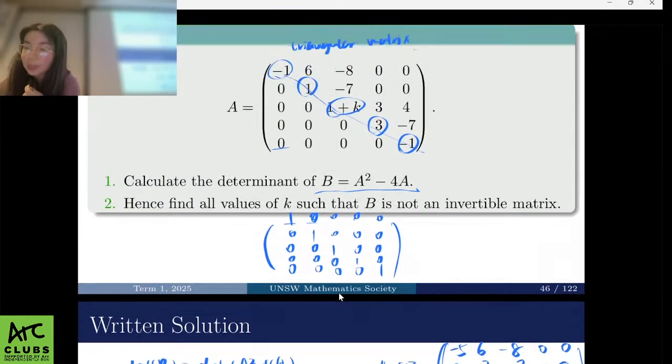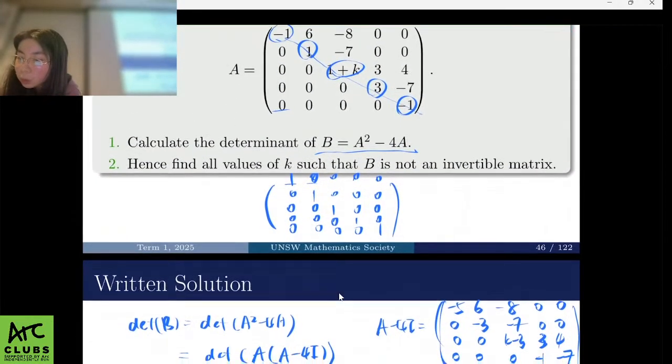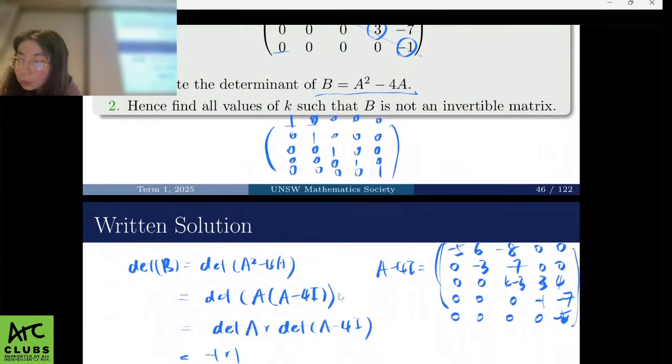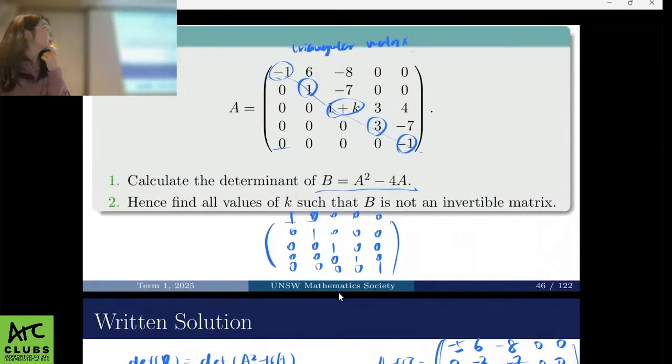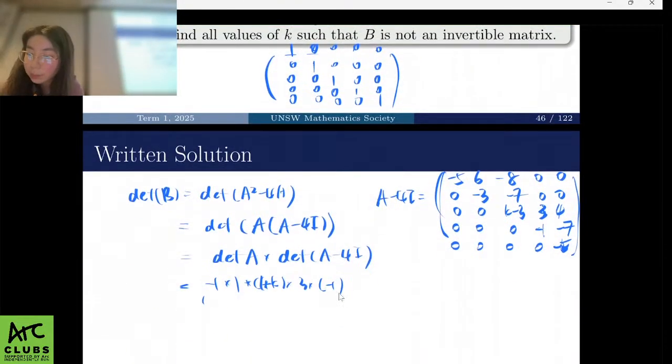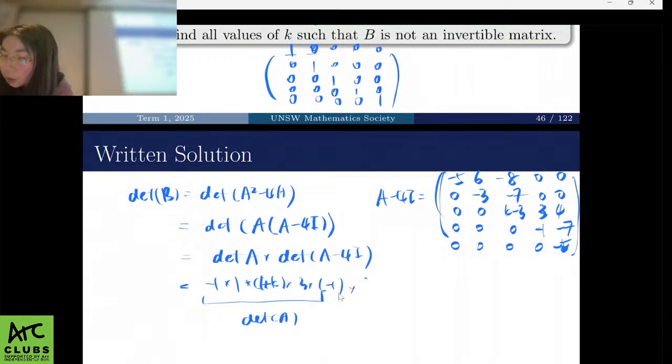So then we can just do -1 multiplied by 1 multiplied by 1 plus k times 3 times -1. That's our determinant of A up there. And then we can multiply this by the determinant of A minus 4I, which is essentially the same thing, but the numbers are slightly different.